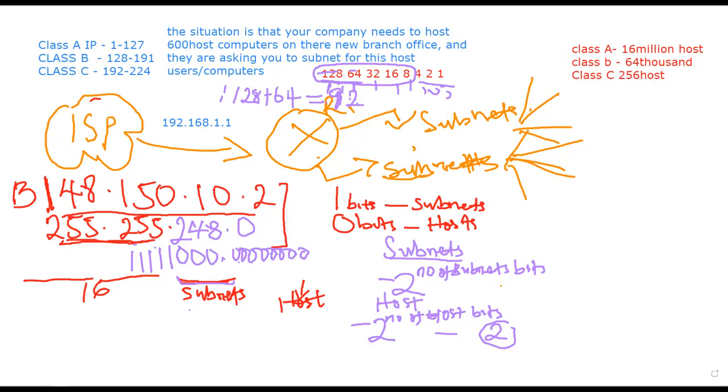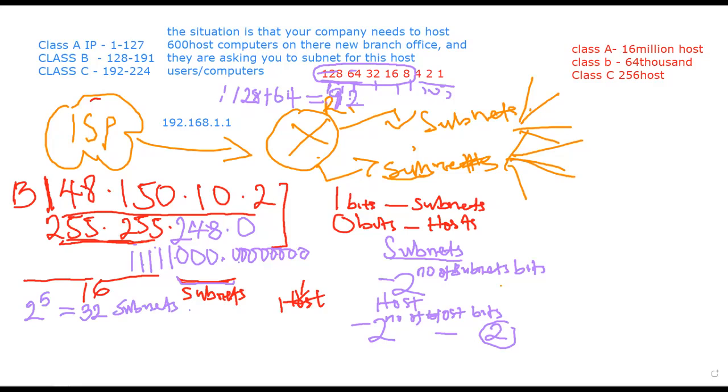Now remember, to calculate the number of subnets, we use 2 to the power of the 1 bits. How many 1 bits do we have? 1, 2, 3, 4, 5. We have 5 one bits, which is 2 to the power of 5. And 2 to the power of 5, as I know, is 32. So which means we can have 32 subnets, which is also a nice one in this IP.